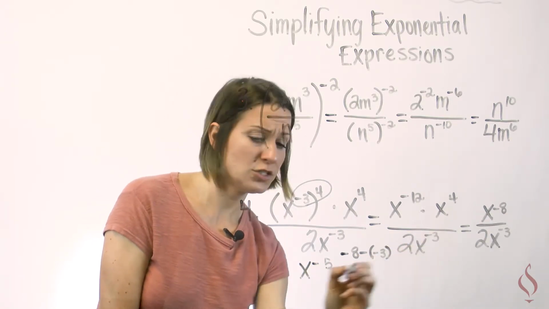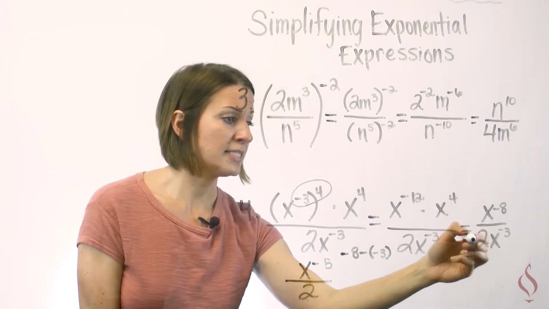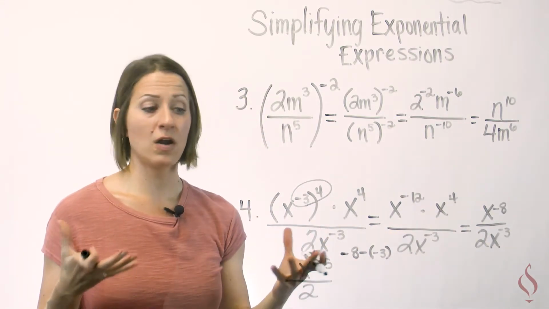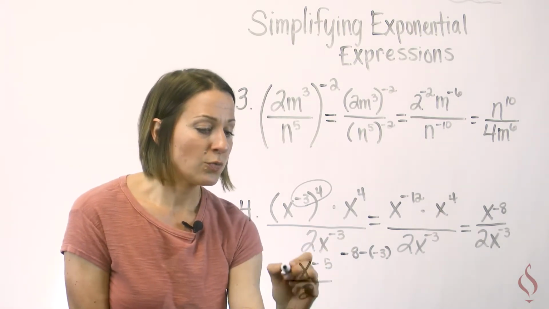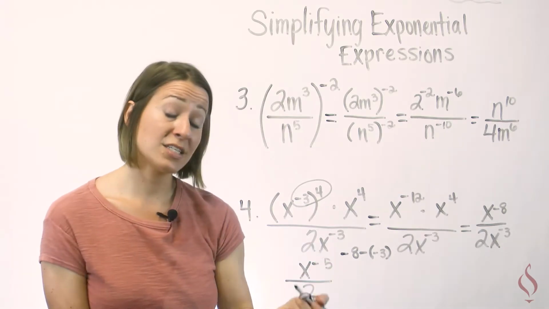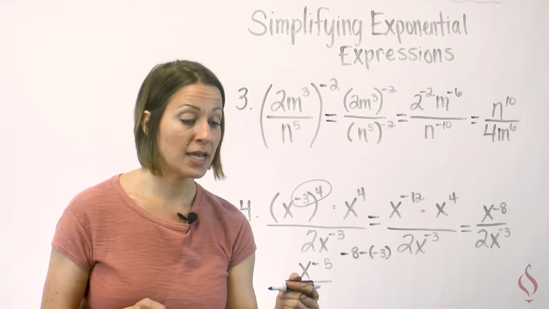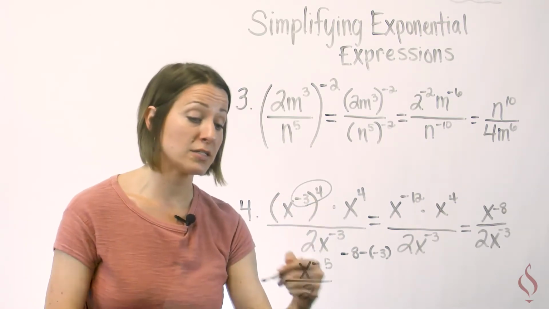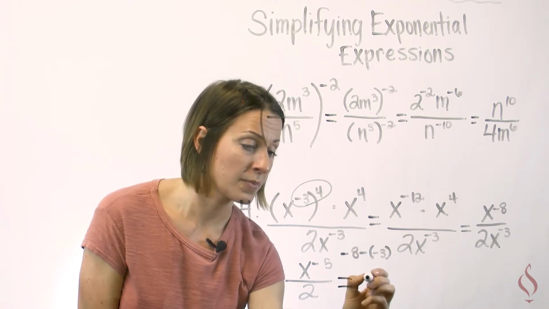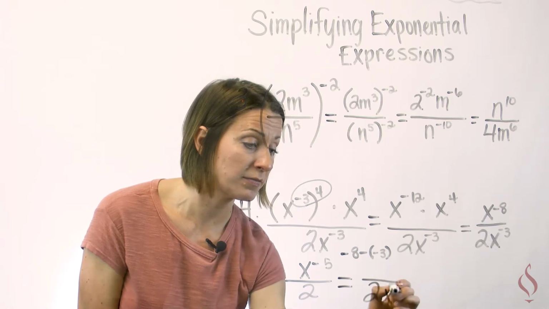And then the 2 stays, our coefficient stays, because it doesn't have an exponent at all, so it just stays. However, same thing again, right here, this negative exponent is considered improper, and to switch that, we're going to do the opposite. Instead of having it in the numerator, it's going to go down to the denominator. So it's going to be 2x to the 5th.